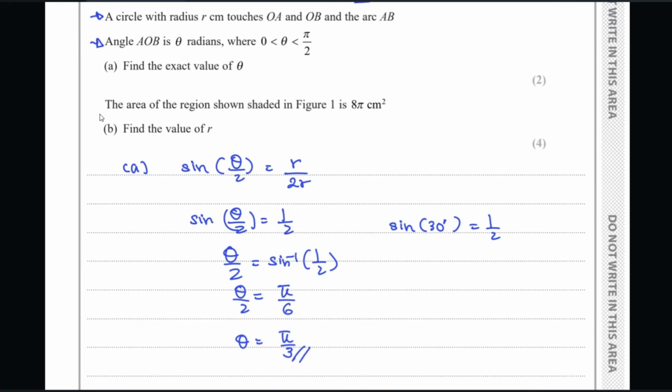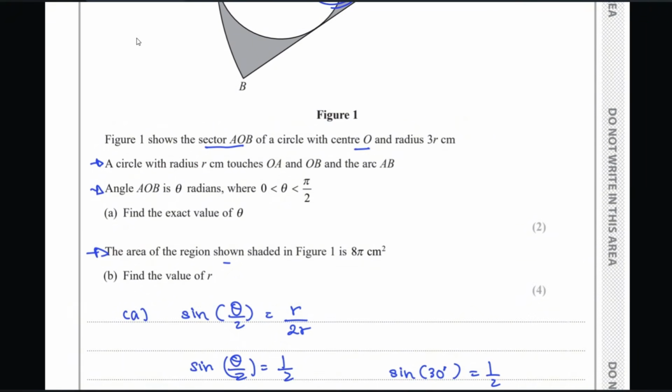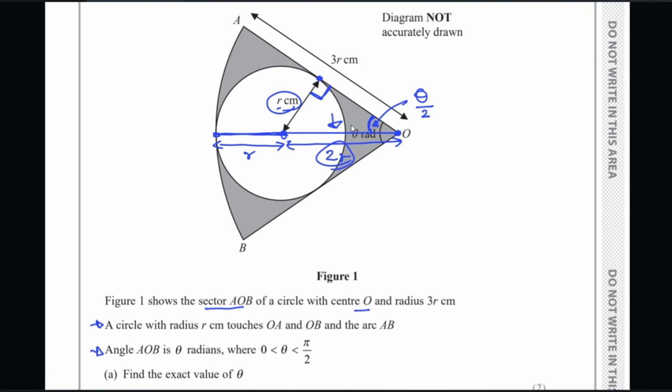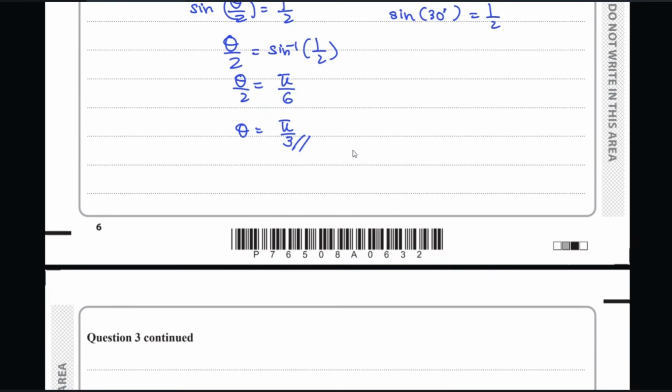Now, question B. The area of the region shown shaded in figure 1 is 8 pi cm squared. Find the value of r. So we can see the shaded area can be found if we subtract the circle area from the sector area. Now we also know the value of theta. So let's just use the area formula.